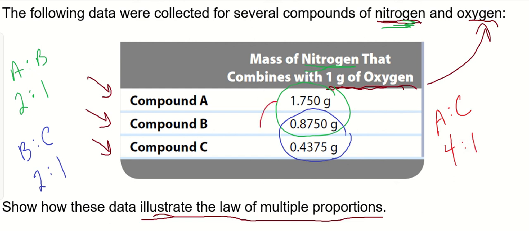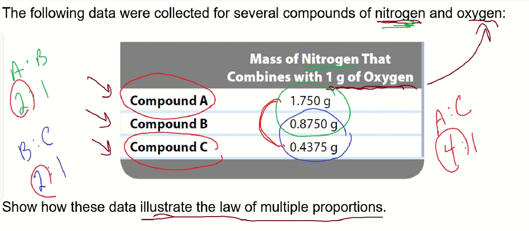And again, you can plug in your calculator that smaller number in compound C of nitrogen will go in 4 times into the amount of nitrogen in compound A. And these are the only 3 combinations you can make: A to B, B to C, and A to C. No matter what you do, you're going to get a whole number. You got 2, 2, 4, and so this illustrates the law of multiple proportions. If you didn't get whole numbers, then you would say the data does not support the law of multiple proportions, but in this case it does.